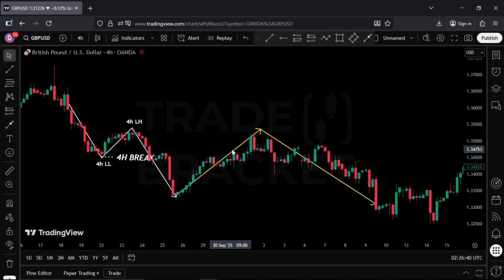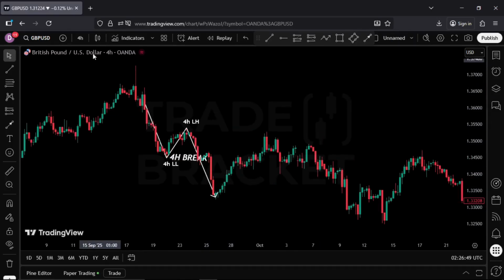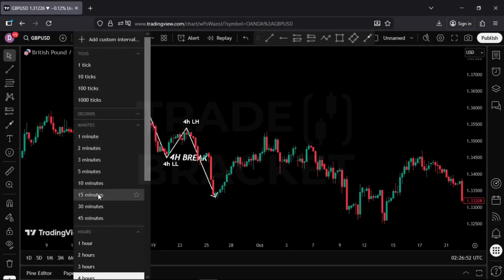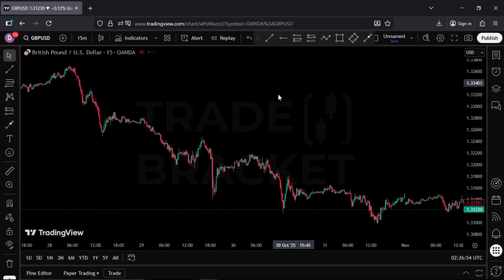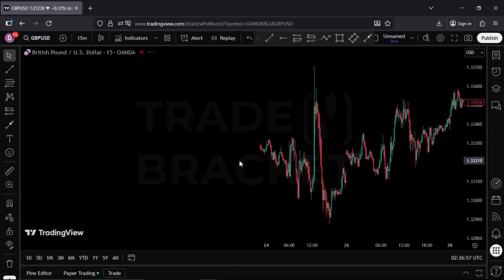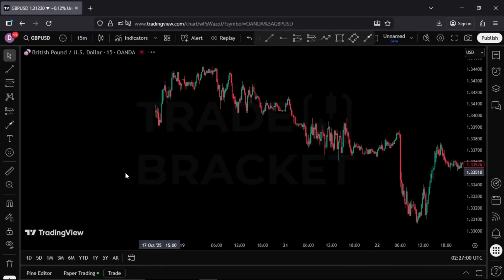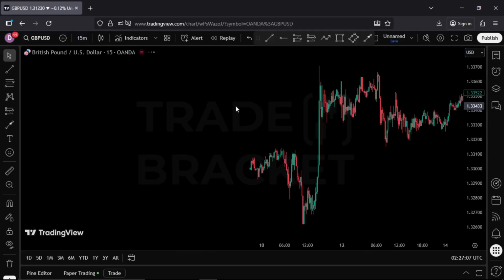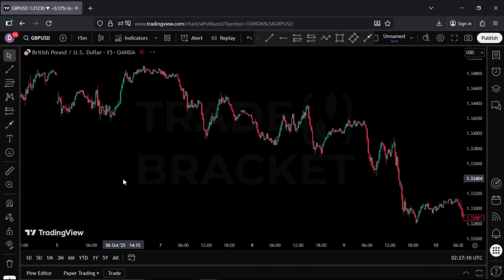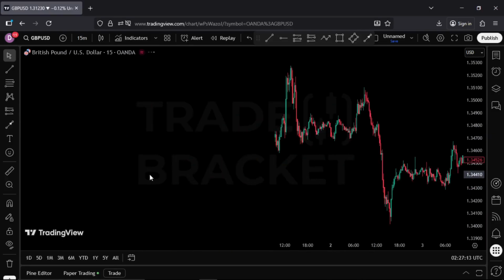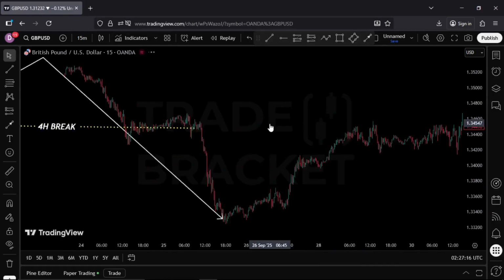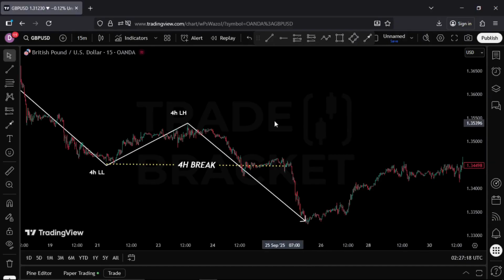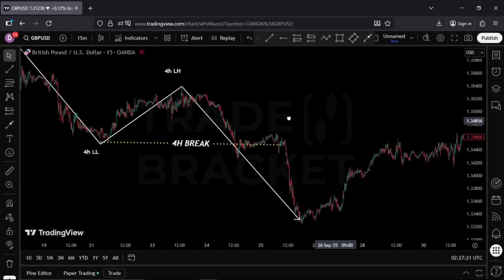Now the next thing we want to do is go to a lower time frame and mark the market structure. The lower time frame I want to go to is the 15 minute. Let me scroll back. Like I keep saying, you need to first backtest this strategy before you apply it on your live account. So don't just go jumping on the live account. First test it on your demo account, then when you're comfortable with it, you can apply it on your live account.